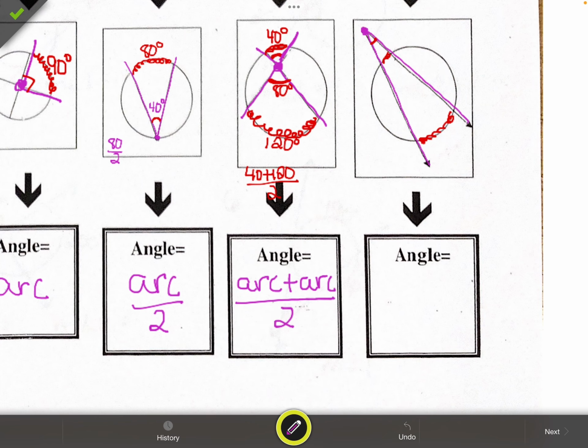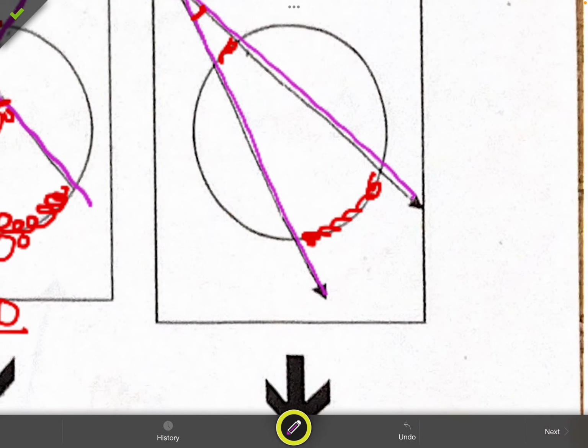You take the bigger arc, and I just call it big arc, and you subtract the smaller arc. So you take your two arcs and subtract, big minus small, and you divide it by 2. So big minus small, that's how we say it.